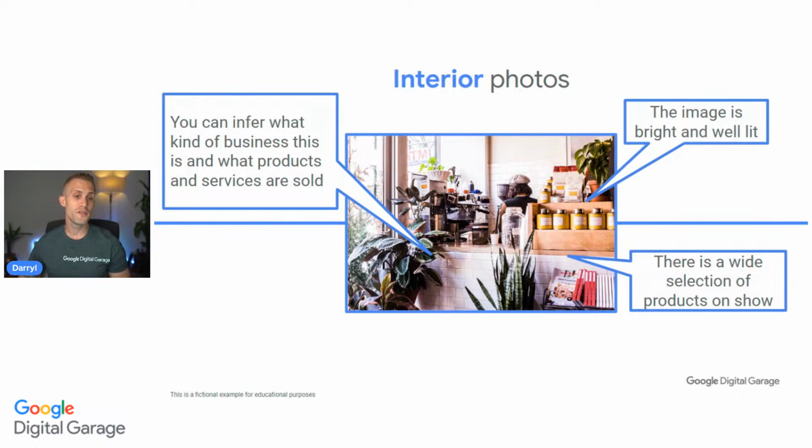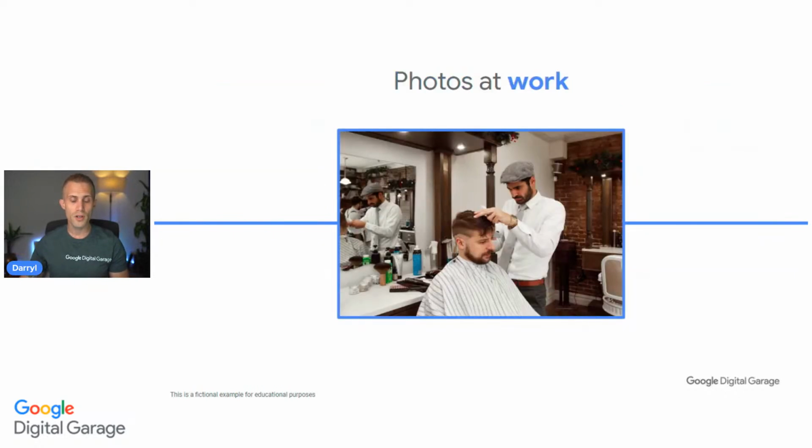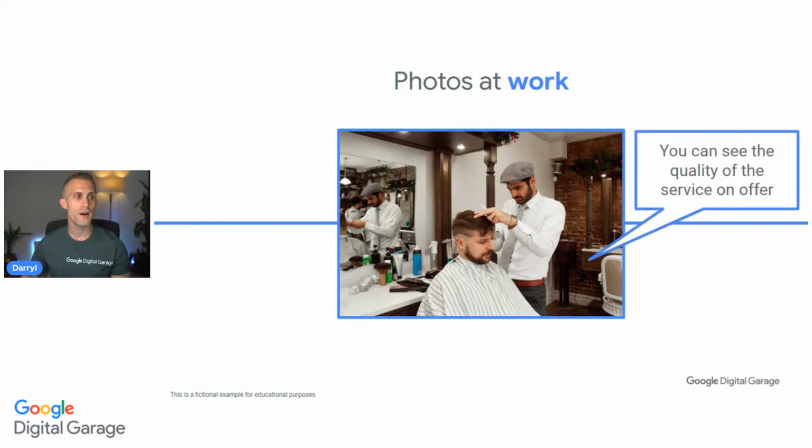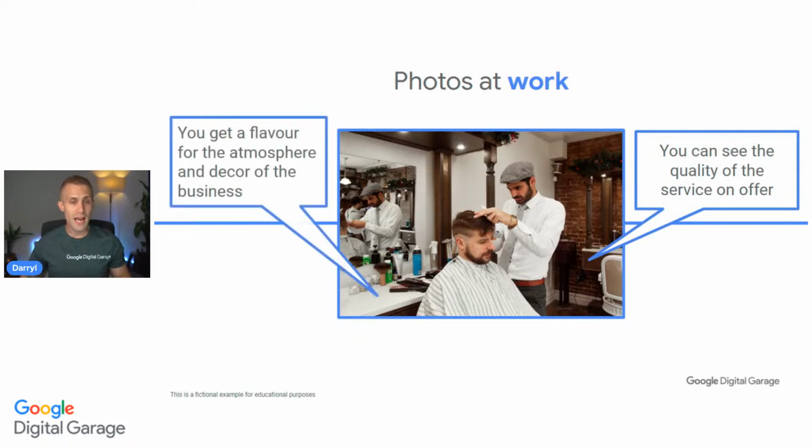Lastly, we're going to jump into photos at work. When it comes to photos at work, we need an image that clearly presents your products and services on offer and their quality. You can see the quality of service on offer right now. If I had to go to that barber, I'd be like, wow, that's a pretty clean and organized barber or hairdresser. Then you've got the great atmosphere, which is the decor of the business. And these pictures could lead someone to go, you know what? I like this. I want to go for a haircut tomorrow.